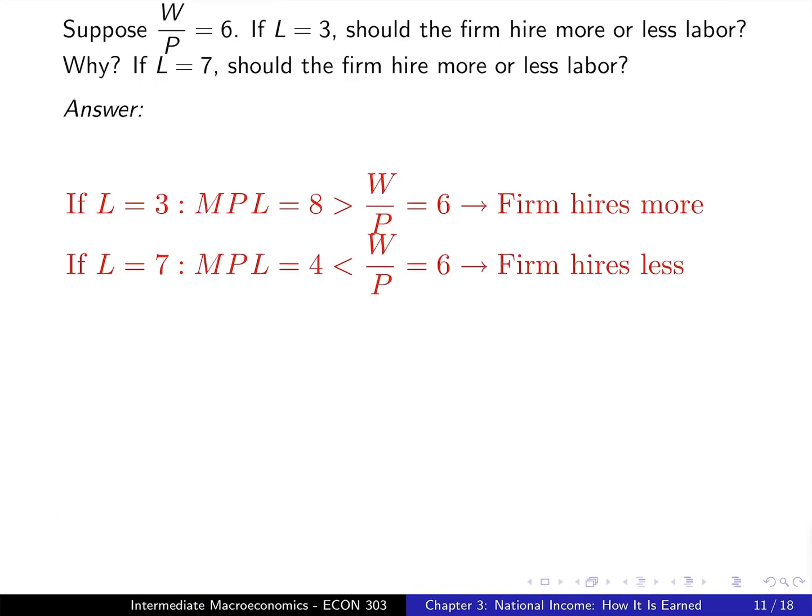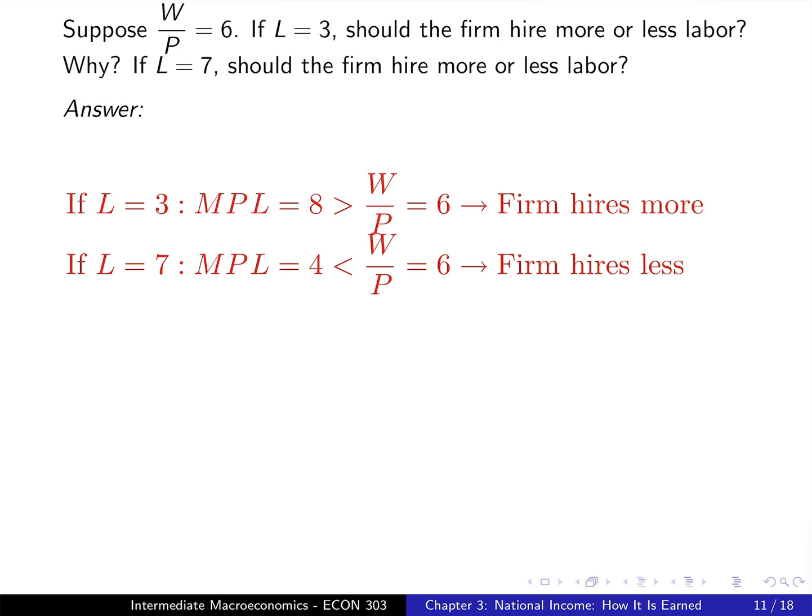Let's apply our decision rule using a real wage of W over P equals 6. Now we evaluate whether the firm should hire more or less labor at different levels of employment. Case number 1. If L equals 3, from the table, MPL equals 8. Since MPL equals 8 is greater than W over P equals 6, the additional output from hiring one more worker is greater than the cost. The firm should hire more labor.